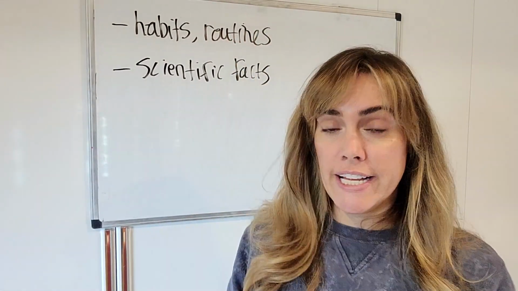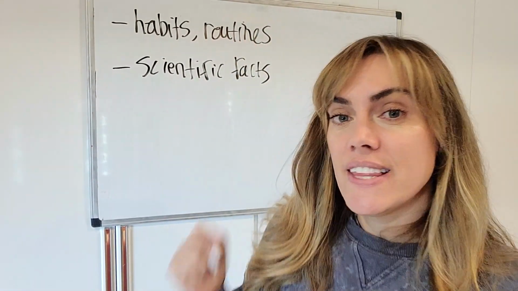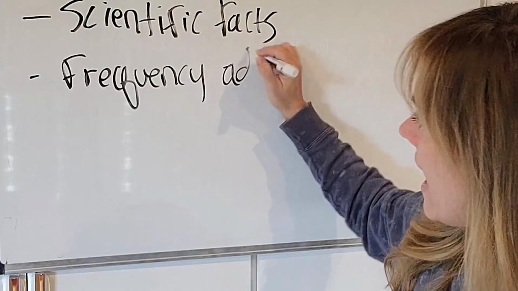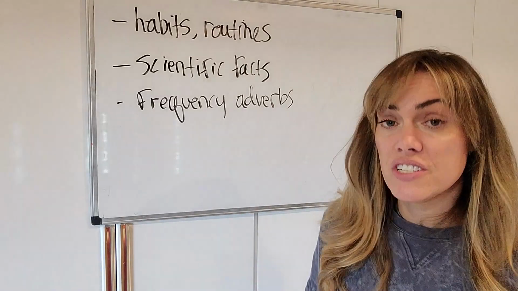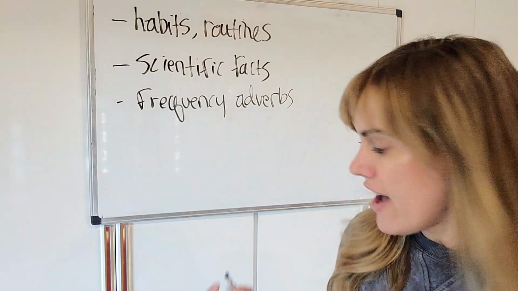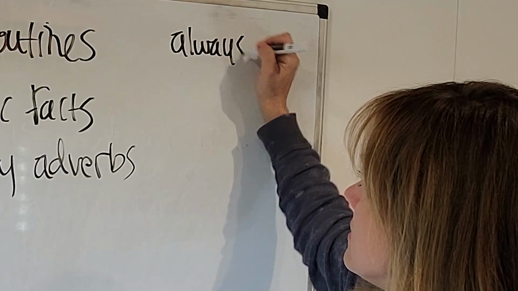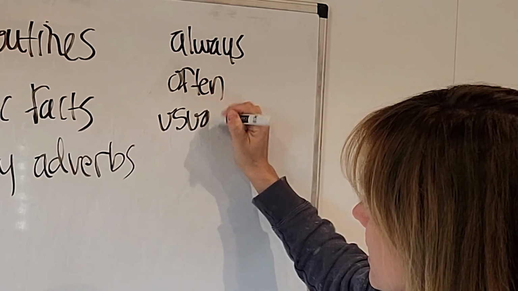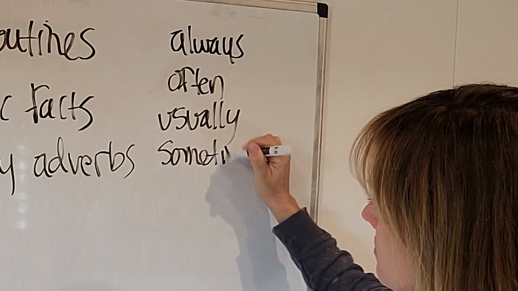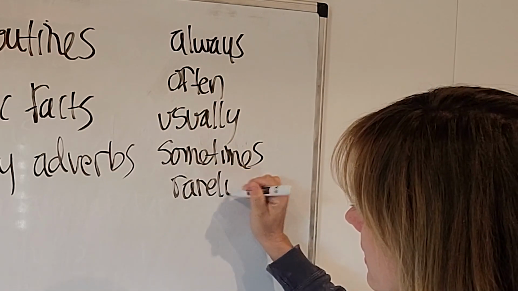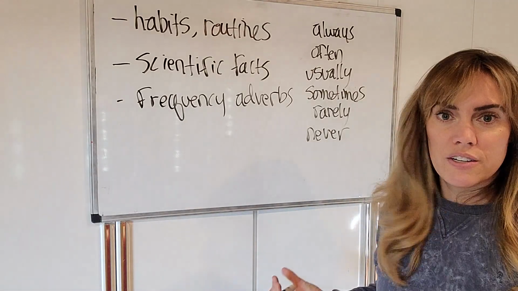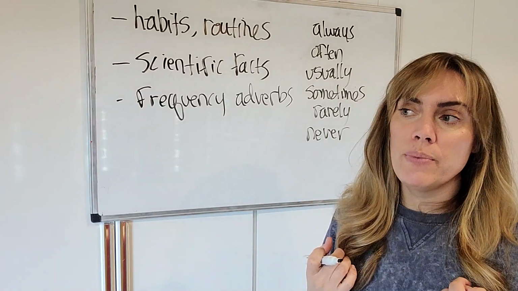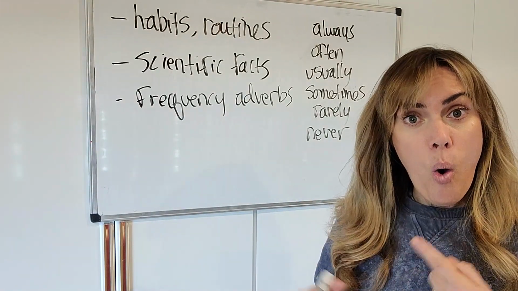Okay, the other time that we use the simple present is, and I already mentioned it up here, but I want to be really clear, when we use this thing called frequency adverbs. That's just a fancy name for words like always, often, usually, sometimes, rarely, never.